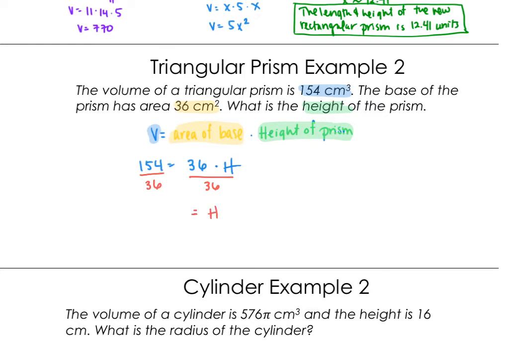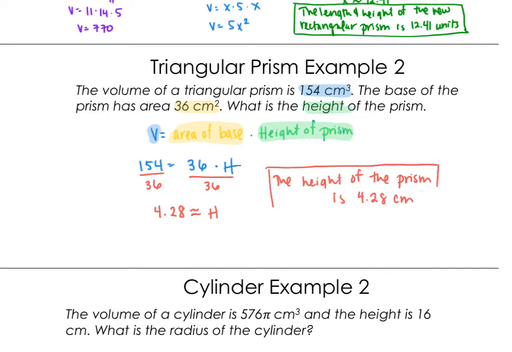So 154 divided by 36, you get about 4.28. So word problem, my word answer is the height of the prism is 4.28 centimeters. So again, this isn't centimeters squared or centimeters cubed because this is not area or volume. This is just a dimension. It's just one part of my triangular prism.